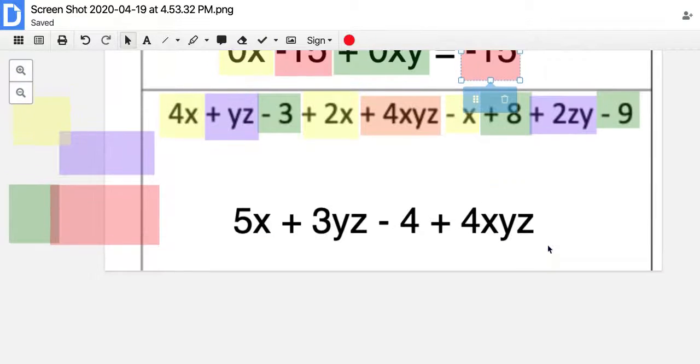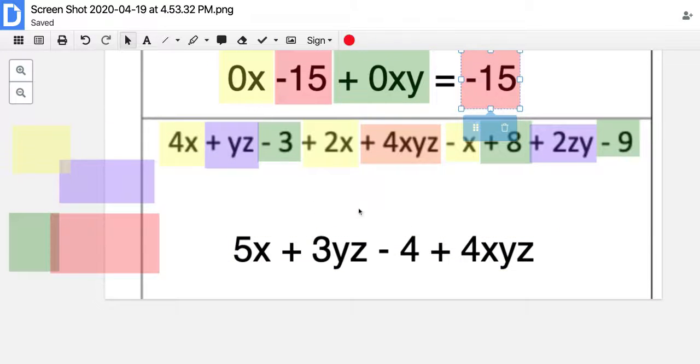Okay. And then lastly, we have 4x, positive 2x, and negative x. All of those are like terms, so that means we have to combine them. 4x plus 2x gives me 6x, minus x will give me 5x. So remember that x is treated as a 1x. There's a 1 in front of that x, so it's a negative 1x.